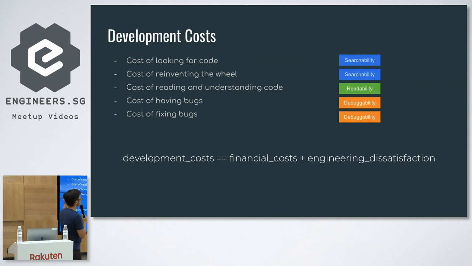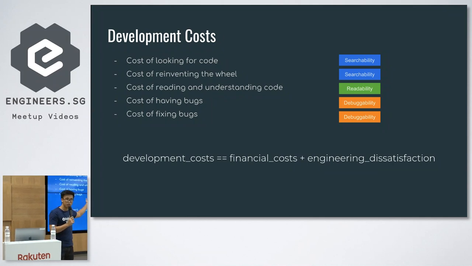That's the cost of looking for code. That's the cost of reinventing the wheel because you cannot find the code. That's the cost of reading and understanding the code. That's the cost of having bugs in production, of course, and the cost of fixing the bugs. And let me remind you that development cost is actually equivalent to financial cost to a company, and to engineering satisfaction. At Rakuten Viki, we totally don't want that.